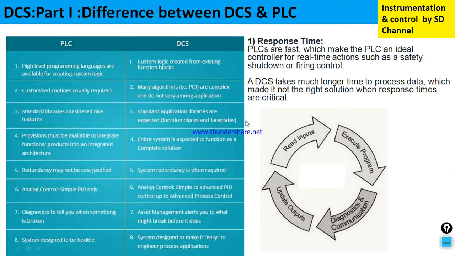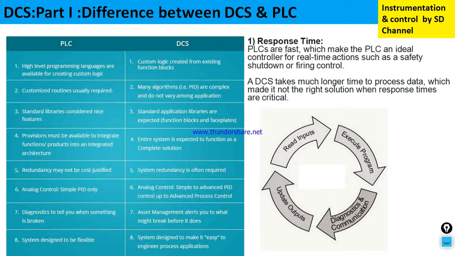Now, if you see the programming scan cycle, in case of PLC, I told you that the scan cycle is less. Why? Because the number of inputs is less, the number of outputs is less, and the programming length is also less. So reading the input, going to the program and updating the output cycle is less in case of PLC.